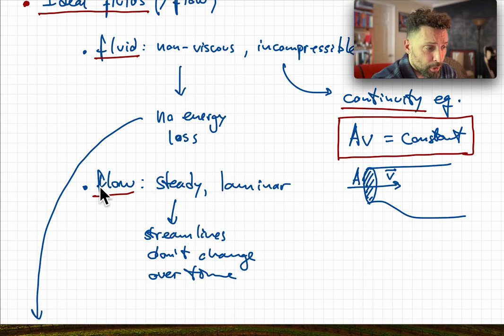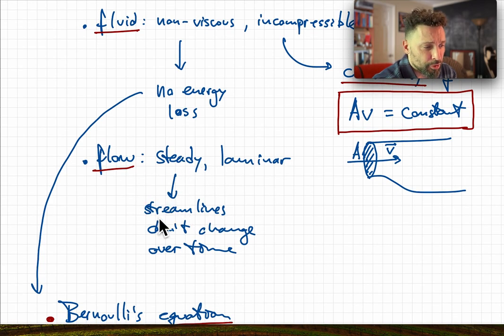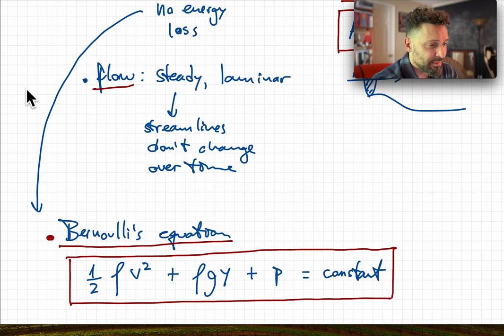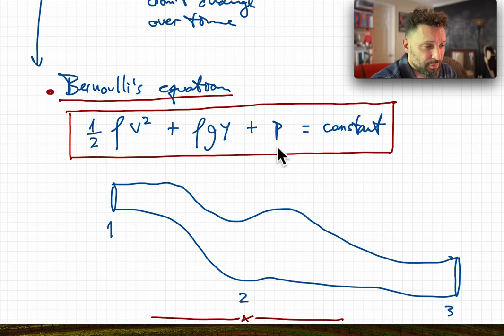A property of the flow, not the fluid per se, but the flow, that is important for ideal fluids is that it should be steady and laminar. That means that you can draw streamlines that don't change over time, and we'll see why that's important in class. And finally, as a result of no energy loss, as I anticipated, we're going to have Bernoulli's equation that is basically a statement of conservation of energy.